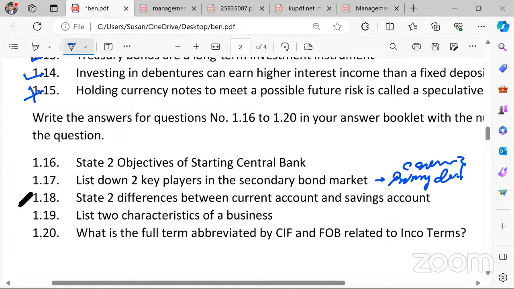State two differences between current accounts and savings accounts. One we have discussed earlier: savings accounts don't have an overdraft facility, current accounts have an overdraft facility. Savings accounts can't do transactions with checks, but current accounts can. Savings accounts don't have a check facility, but the current account has that facility.